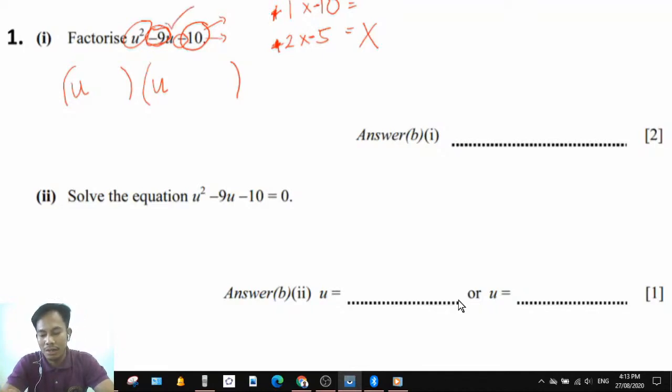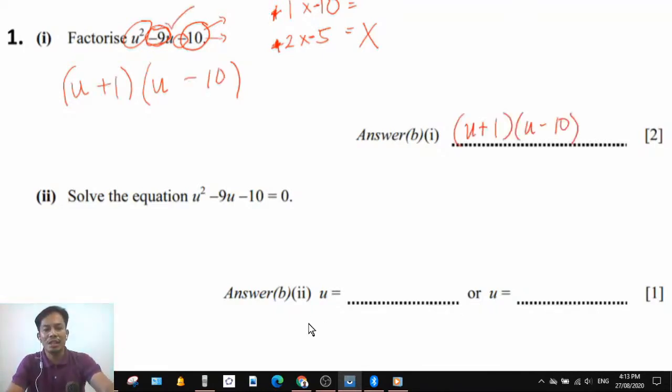Now, Mr. Mars, can I use my calculator for this? Yes, of course. If you want to know more about using your calculator in factorization or factoring trinomials like this, you have to watch the video on factorization using your calculator. Okay, I'll just erase these things.